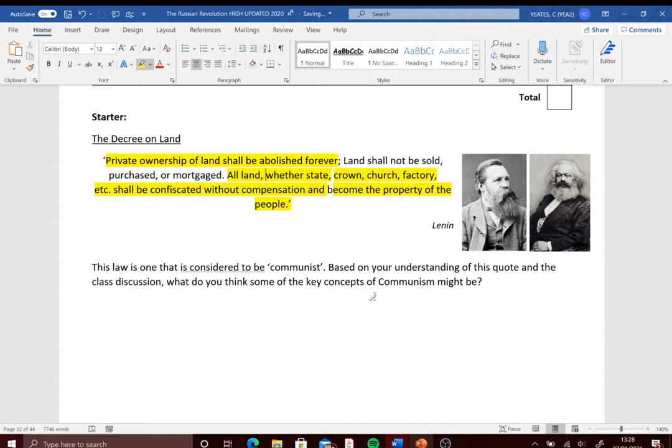Now, we can start to work out how communism might be very different from capitalism. It's about banning private ownership. It's about taking land away from the state, from the crown, from the church, from factory owners, from industrialists. And it's about giving that to the people. You might have heard the phrase, and some of you that have done your research might have too, to seize the means of production. That is essentially what the decree on land is: people being able to take the land for themselves and use the land to contribute to the state.